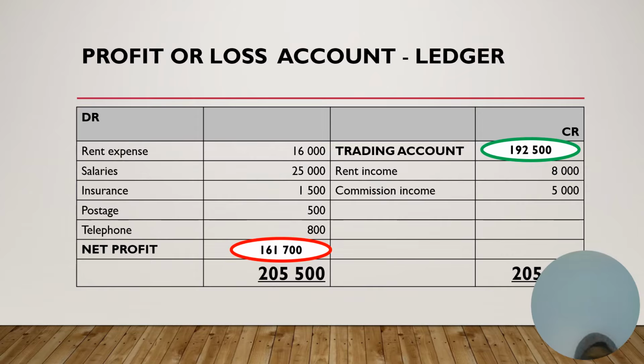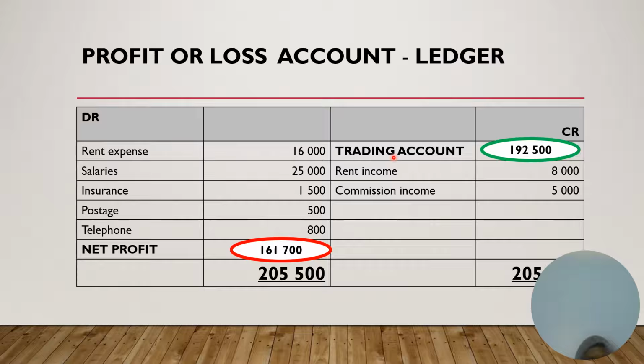So how do you write your profit or loss account in a ledger account, a T account, whereby you have a debit and a credit? Alright, remember we said net profit is gross profit minus operating expenses. If you can remember from the last previous slide, we calculated a gross profit and then we got 192. So you take that gross profit, you put it there on the credit side, and then you write trading account because it's coming from the trading account.